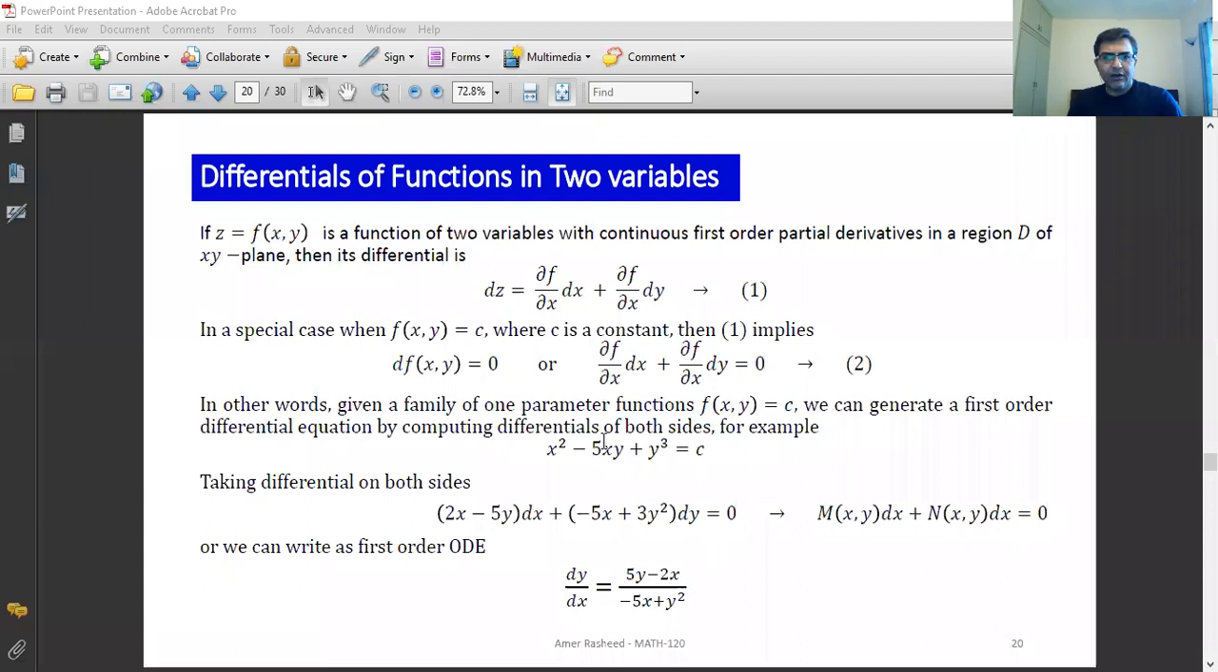Now we are going to start another form of the differential equation, which is the exact differential equation. But before discussing exact equations, we need to discuss a couple of definitions and the differentials in two variables. Now, differential of functions in two variables.